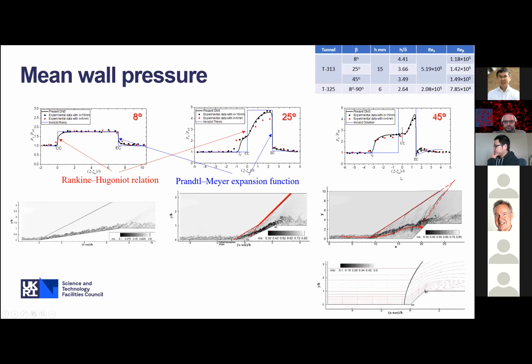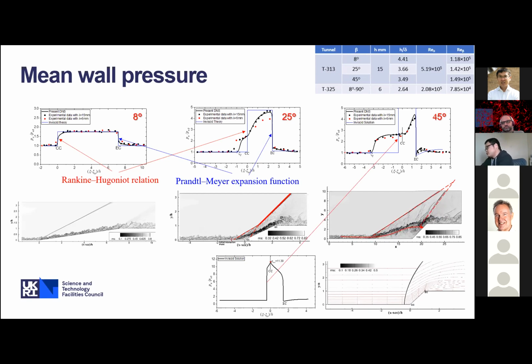the Euler solution is very different from the Navier-Stokes result. For the Euler solution, there is one detached shock wave upstream of the compression corner, and the pressure jump predicted by the Euler equations is much larger than the Navier-Stokes. So for this 45 degrees, the pressure rise is not determined by the inviscid theory, but also by much more complicated factors.